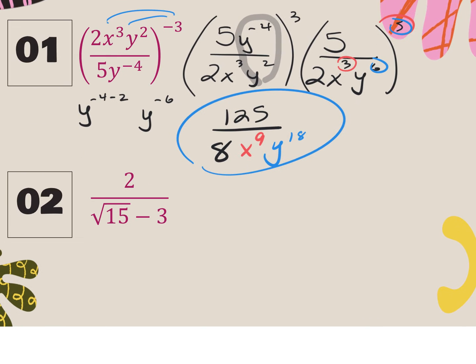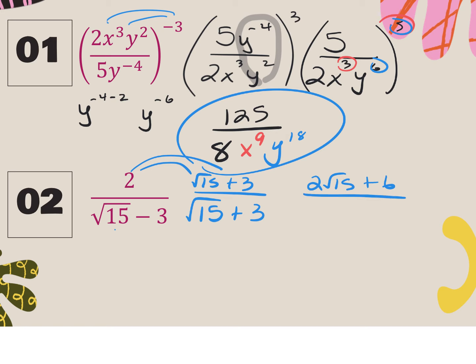Okay, so here again, we have to rationalize, so we're going to multiply by the opposite expression. So I'm going to multiply by the square root of 15 plus 3 to both the numerator and the denominator. So I have to distribute here 2 to the square root of 15 and 2 to the 3. Now for the denominator, really all we have to do is first and then last. And then 15 minus 9, and I get 6.